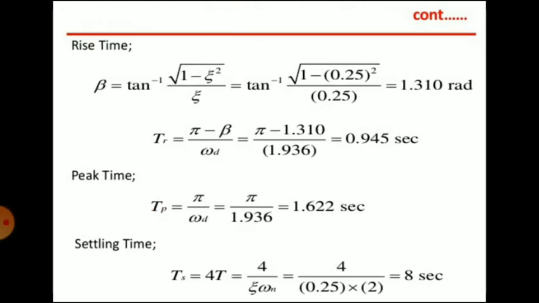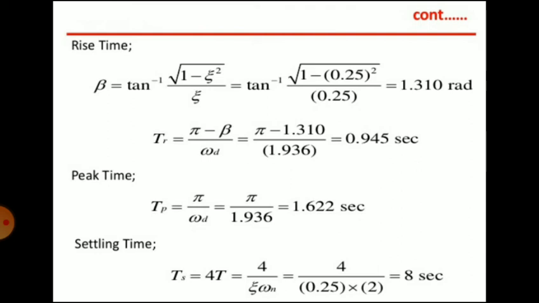Now find out rise time. To find out rise time, first calculate beta. Putting the value of zeta in the formula, you will get the value of beta equal to 1.310 radians, and then after substituting the value of beta in the formula of TR, you will get TR equal to 0.945 seconds. Then find out peak time, TP equal to pi upon omega d. You will get 1.622 seconds, and settling time TS is equal to 8 seconds.